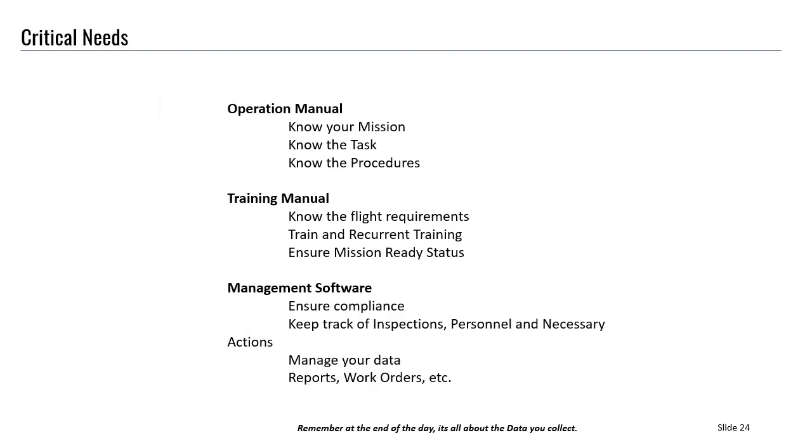Some of the critical needs that you must have in hand is your operations manual, because you need to know your mission, the task, and the procedures. You need to have a training manual, and we'll talk about this later on. You need to know your flight requirements, the initial and recurrent training. You want to ensure mission-ready status for all the pilots.